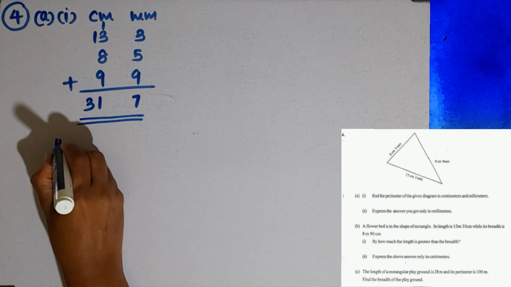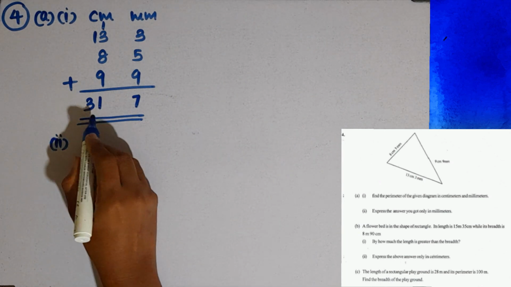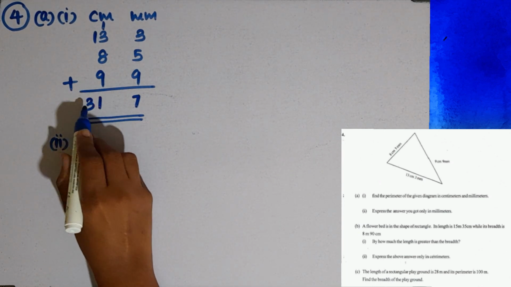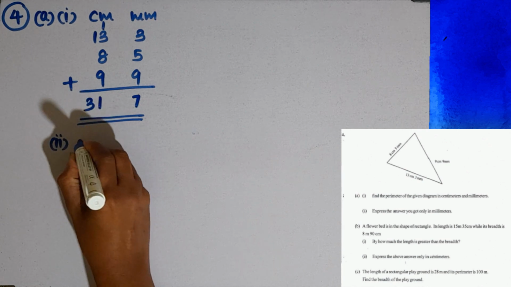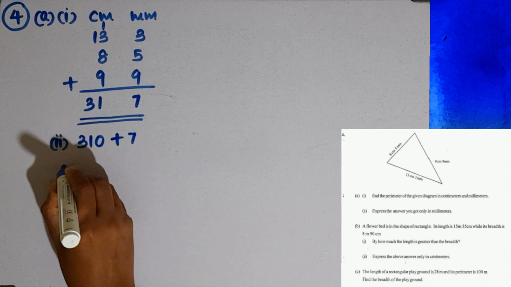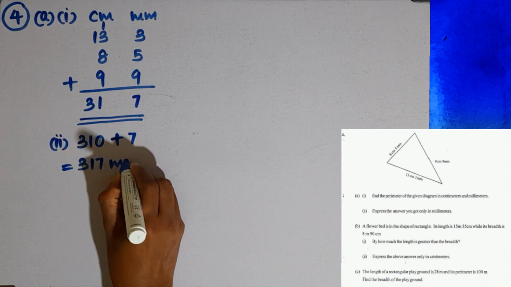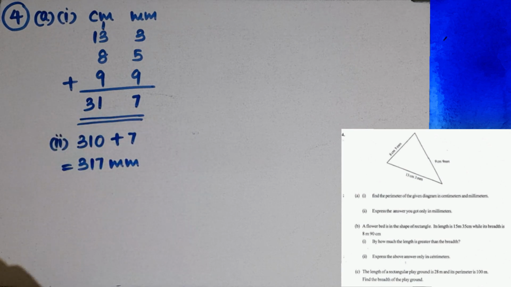Second part, second question. Express the answer you got only in millimeters. If you convert this 31 centimeters into millimeters, you get 310. Then here 7 millimeters. Addition is 317 millimeters.